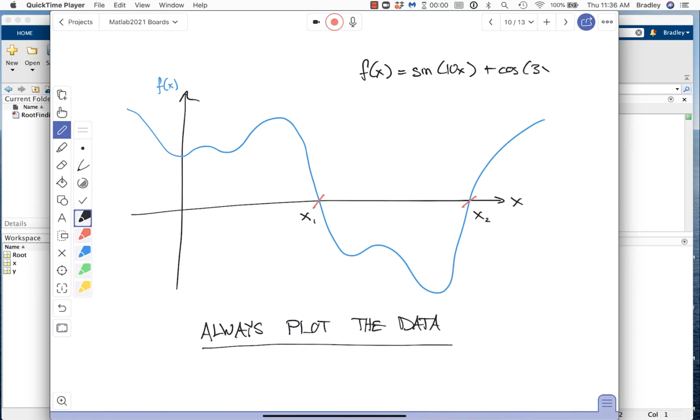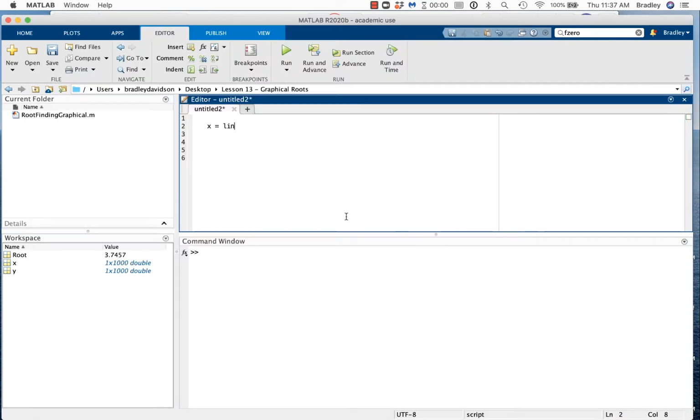Let's do that in MATLAB with the function f of x is equal to sine of 10x plus cosine of 3x. And we'll do that where we have the domain x between 3 and 6. So let's plot those data by first defining our x using our linspace. We're going to go 3 to 6. We'll put 50 points in there. And then our function of this will be sine 10 times x plus cosine 3 times x. We'll generate a new figure, and then we'll plot x versus y.